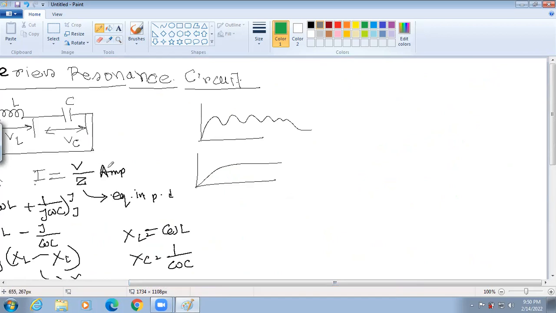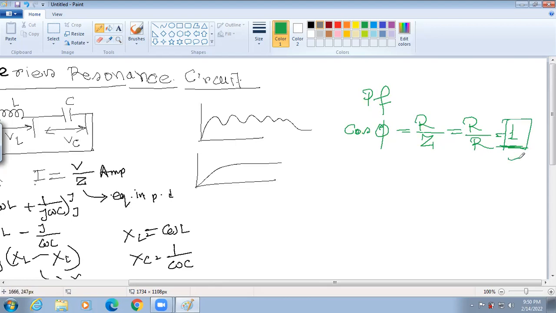So what is the power factor? Power factor cos phi equals R by Z equals R by R equals 1. So at the resonant condition, power factor is unity. Just remember that.